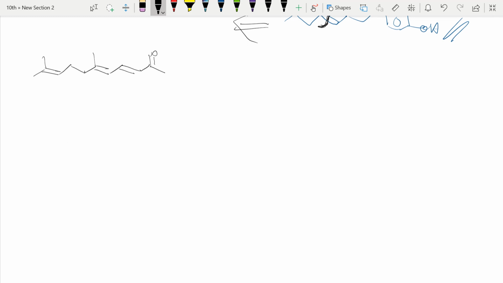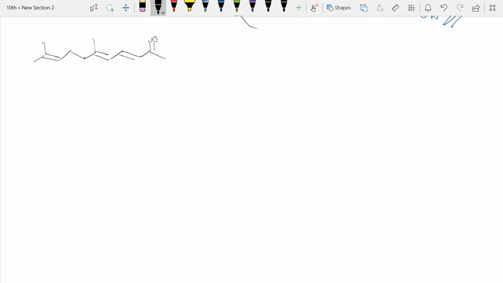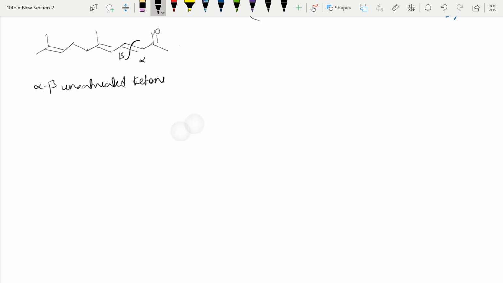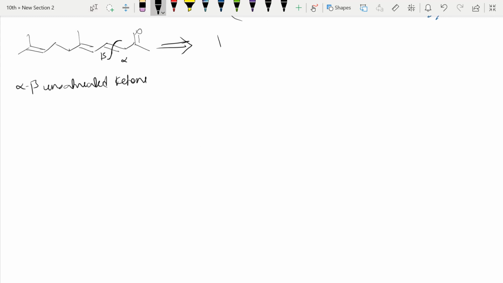See, here I have told how to do retrosynthesis. If there is an alpha beta unsaturated alkene, see here, this is the alpha position, this is beta, so this is called an alpha beta unsaturated ketone. Then you can disconnect directly like this here, right? So what will you get? You will get like this.